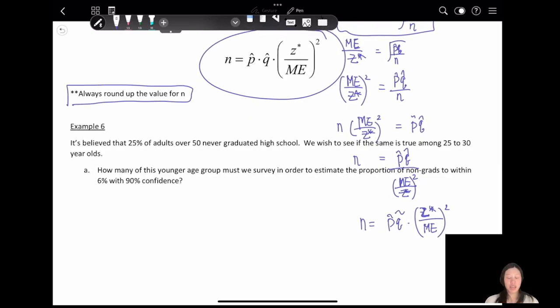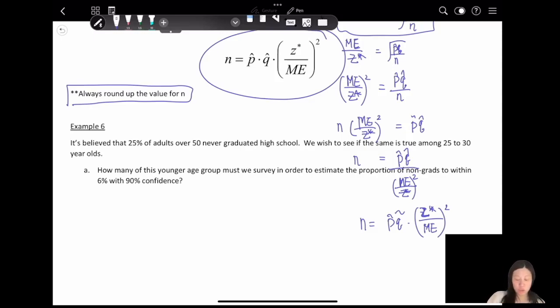It is believed that 25% of adults over 50 never graduate high school, and we wish to see if the same is true among 25 to 30 year olds. In statistics, the most important thing is to match the right number to the right parameter. So you need to identify which information is useful and which is distracting.